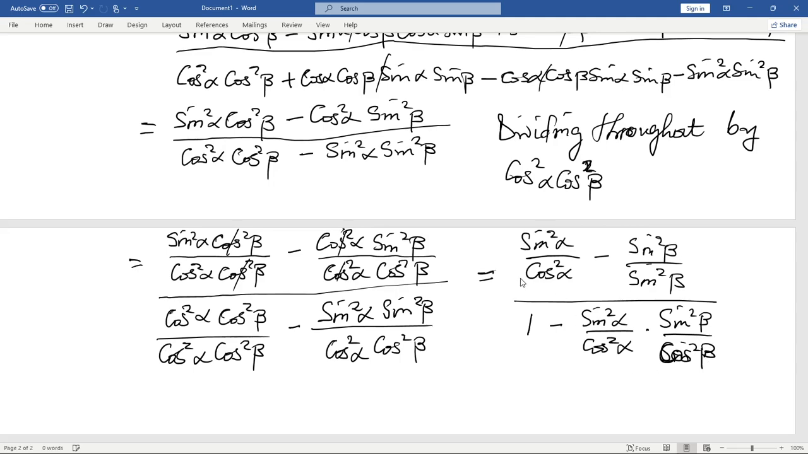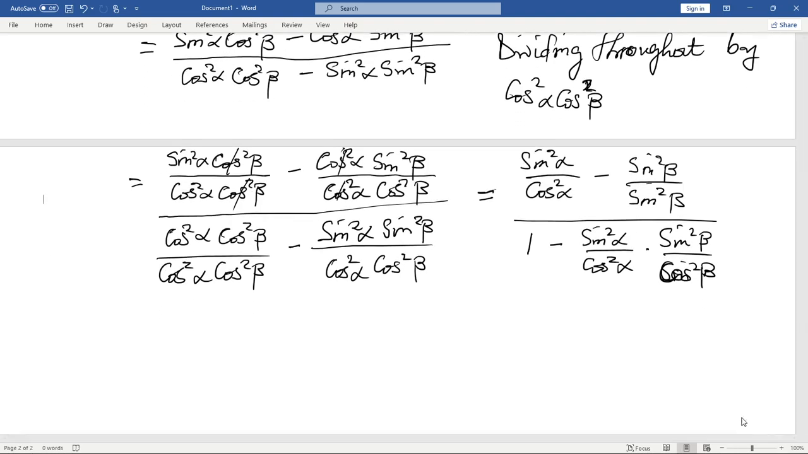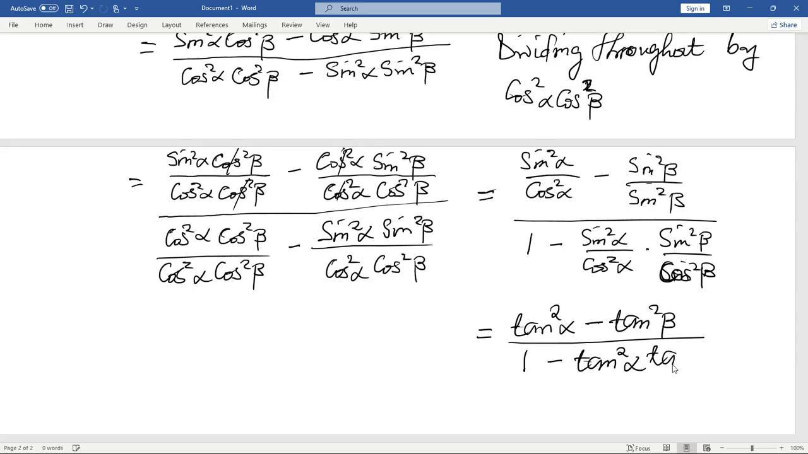So we know that when you divide a sine function by a cosine function, we get a tangent function. So meaning that here we're simply going to have tan squared alpha minus, if you divide this by this, you get tan squared beta, like this here. Divided by, down here, we have 1 minus, if you divide this by this, you get tan squared alpha. You divide this by this, you get tan squared beta, like this here.